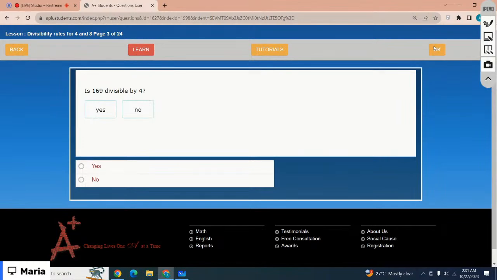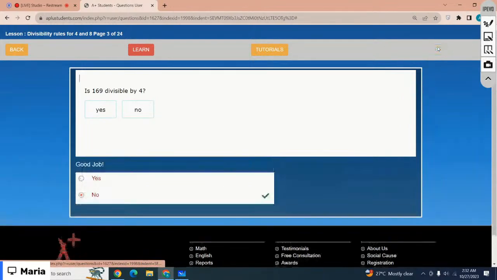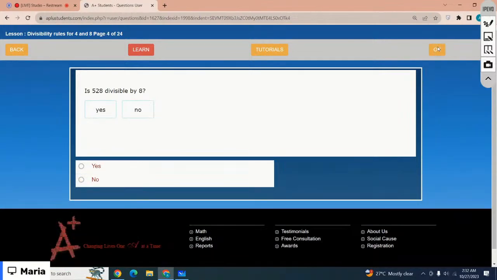Is 169 divisible by 4? Just look at the last two digits. The last two digits are 69, right? And no, 69 is not divisible by 4, so the correct option is no. 169 is not divisible by 4. The next one is 528.